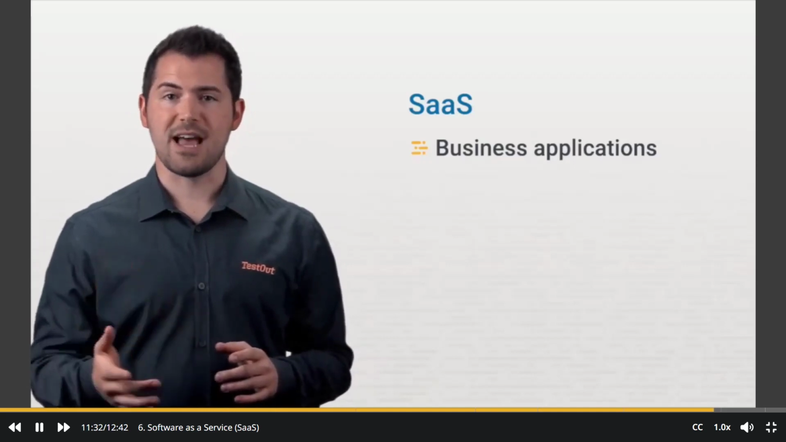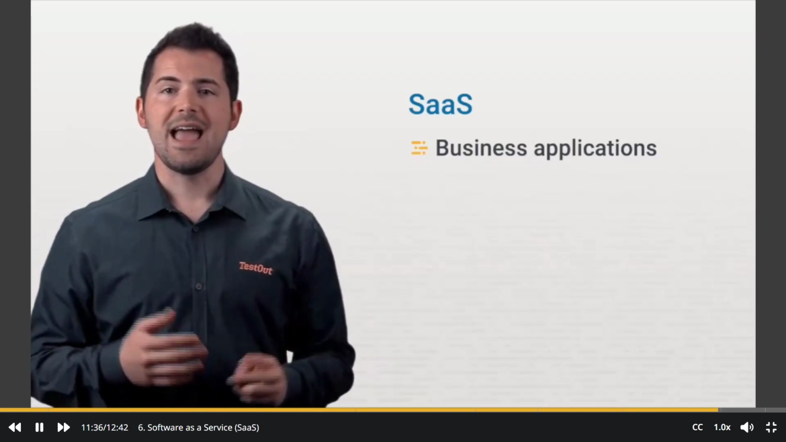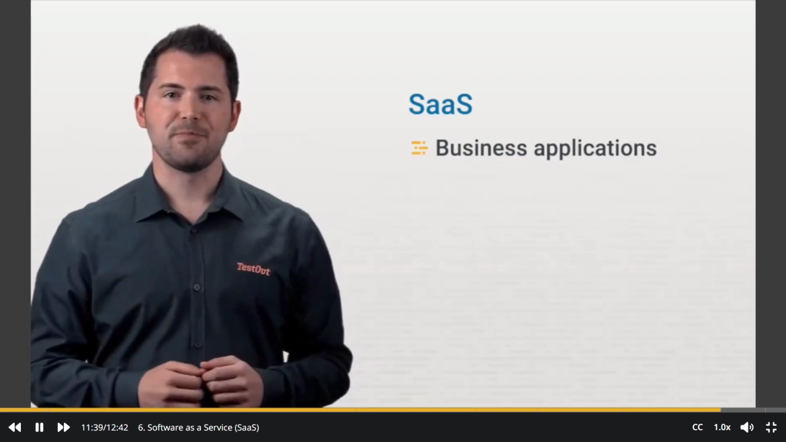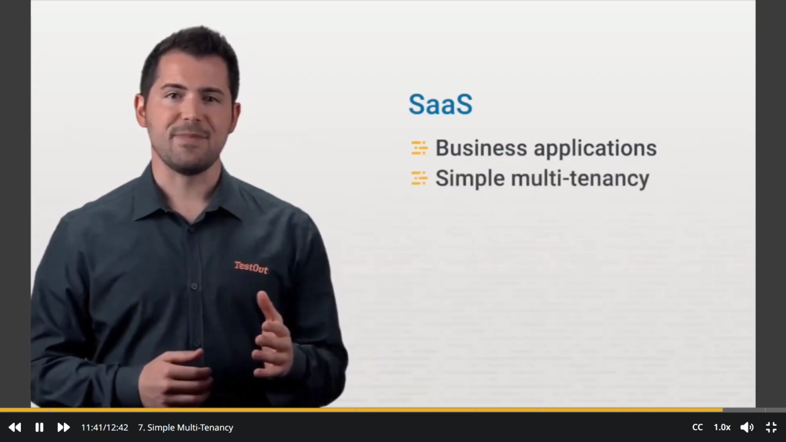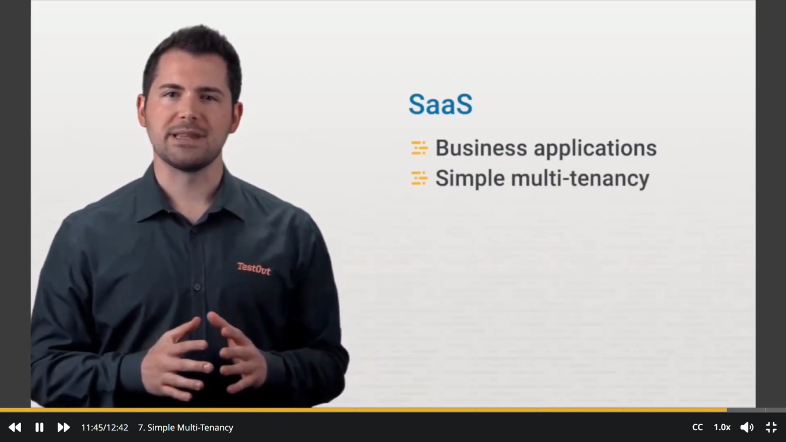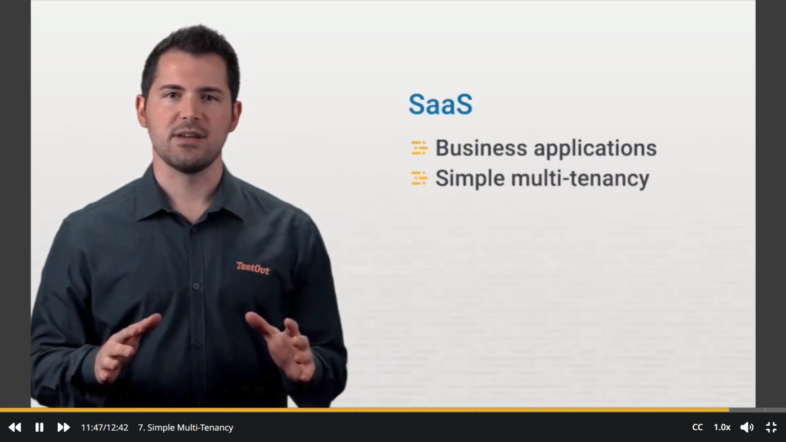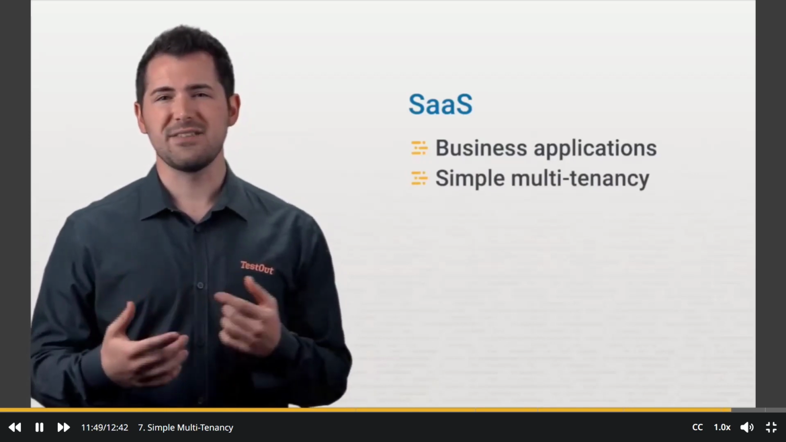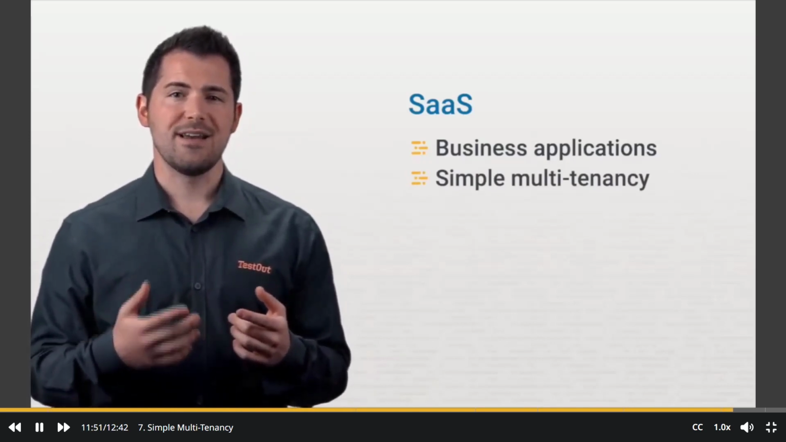Before we finish, there's one other thing you need to understand about SaaS. SaaS comes in two forms, simple multi-tenancy and fine-grained tenancy. With simple multi-tenancy, each customer of the cloud service provider has their own resources that are completely segregated from other customers. And you can do this, but it's a relatively inefficient way to do things.